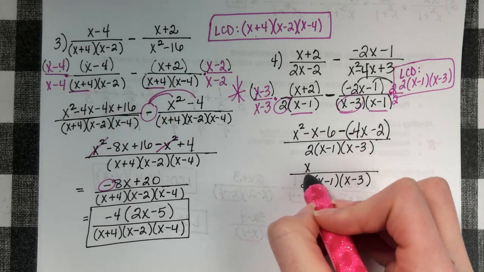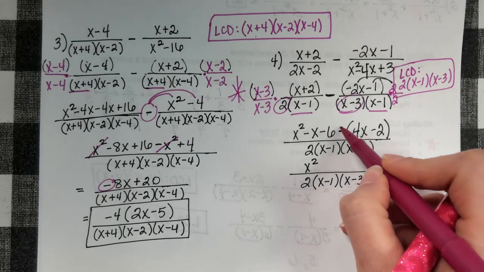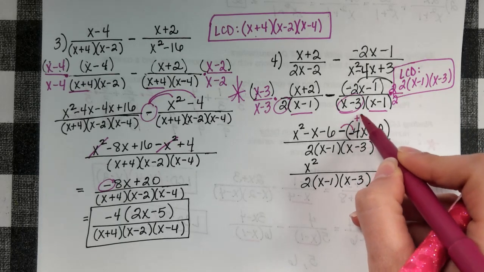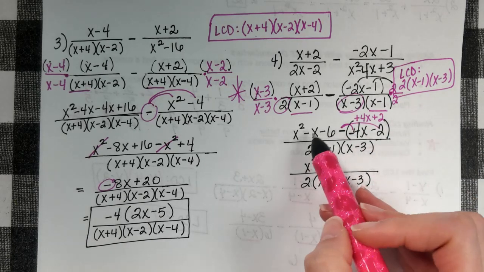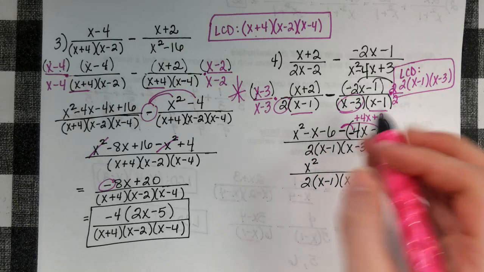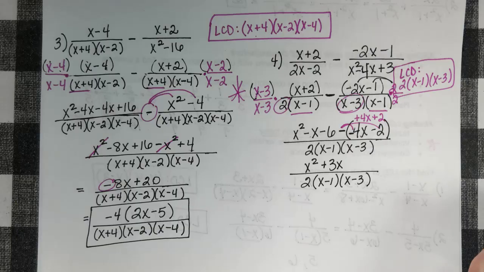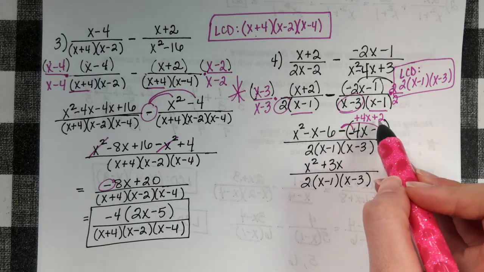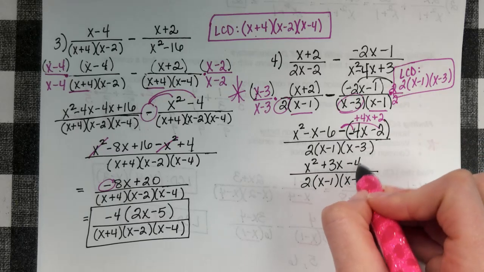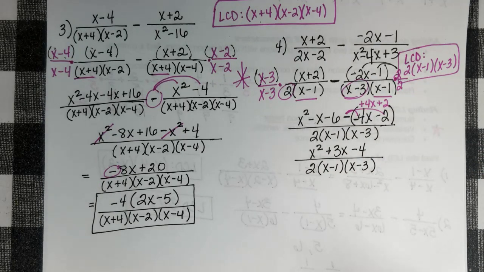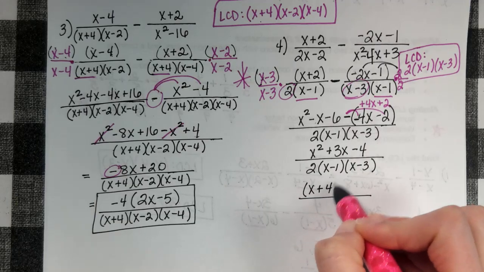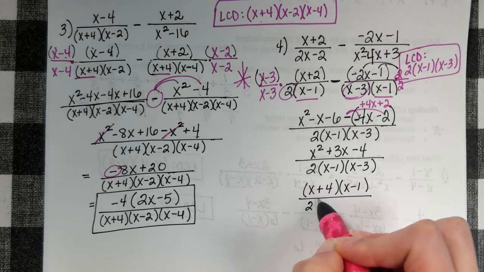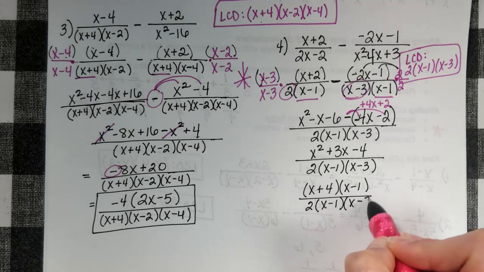I've got my x squared. Now when I distribute this negative, that becomes a positive 4x and a positive 2. So when I combine negative x plus 4x, that gives me 3x. Negative 6 plus 2 gives me negative 4. Y'all follow me? All right, can I factor? Yes. That numerator can factor x plus 4, x minus 1. And I have 2 over x minus 1, x minus 3.